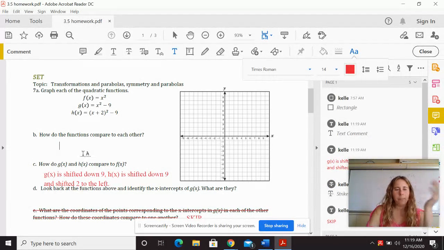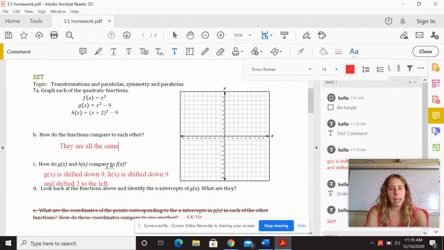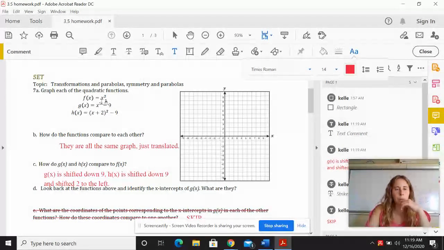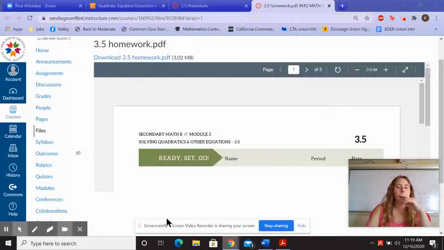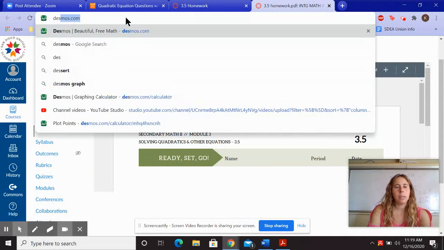For this one, you can kind of write the same thing, or they are all the same graph, just shifted or translated. They're all going to be the same shape. There's no stretch, so they're all going to be the same shape. Let me go graph them on Desmos. Oh yeah, that's fine. We'll go to Desmos.